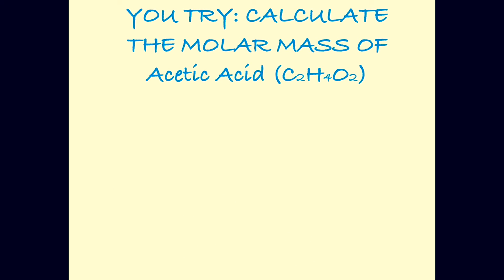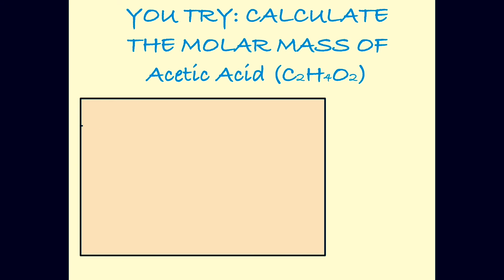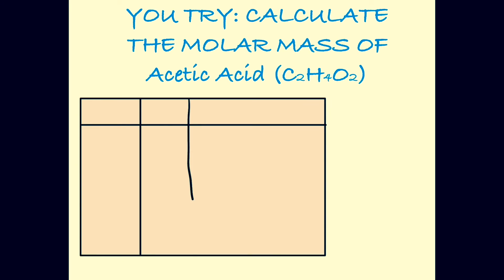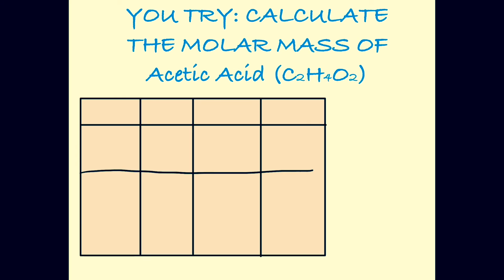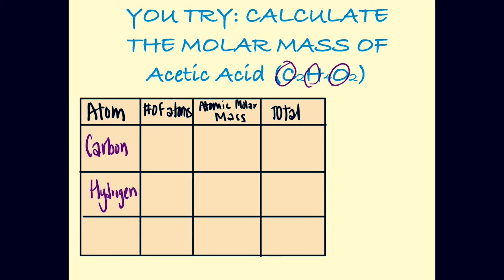So now you try. Calculate the molar mass of acetic acid. You may pause the video to work on the problem. Like previous problems, we start off with our chart to be able to label our columns and know what we need. So then we start off with atoms, number of atoms, atomic molar mass, and the total. We know that we start off with carbon, hydrogen, and oxygen. We also have 2 carbons, 4 hydrogens, and 2 oxygens in acetic acid.